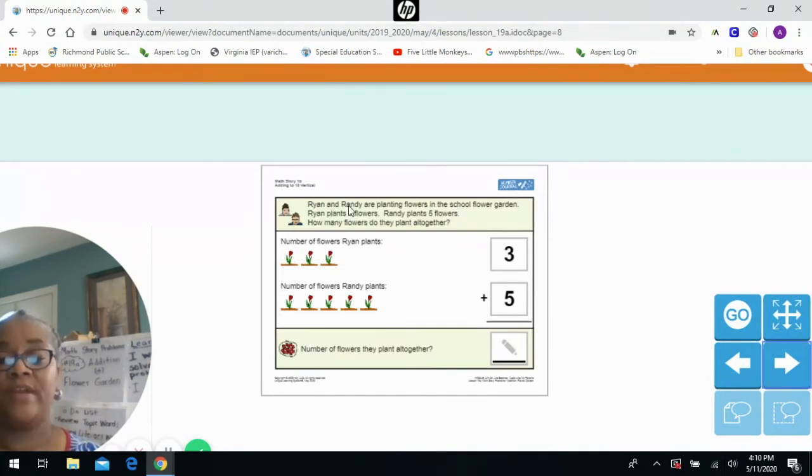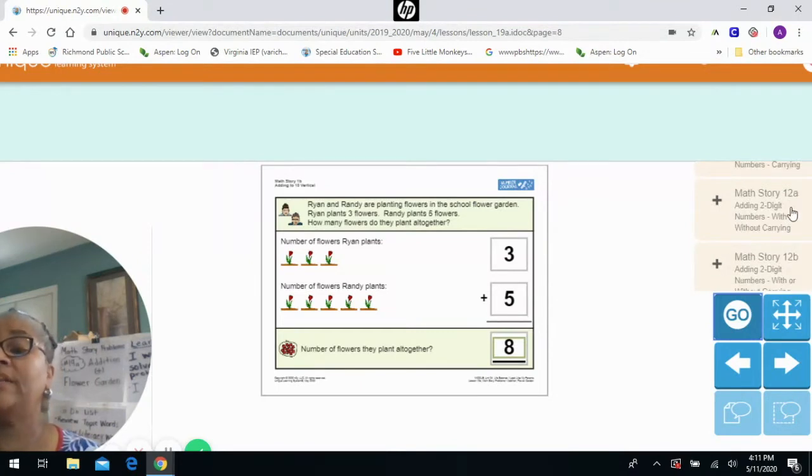All right. Ryan and Randy are planting flowers. Remember we said the word planting, putting a seed in the ground so it can grow. So they are planting flowers in the school flower garden. Ryan plants 3 flowers. Randy plants 5 flowers. How many flowers do they plant all together? 1, 2, 3, 4, 5, 6, 7, 8. The number of flowers they plant all together is 8. Very good.